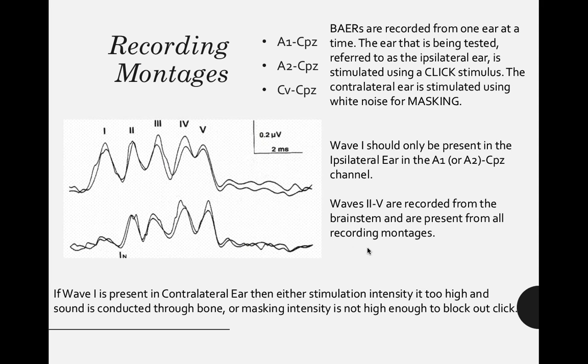And so the three typical montages that we have for each ear: we're going to have A1 to CPZ, this would be the left ear, A2 to CPZ, this is the right ear, and then our cervical channel to CPZ. This is going to pick up both left and right. And in fact, both of these are going to pick up left and right to different degrees. But think of your A1 as your left ear and your A2 as your right ear.